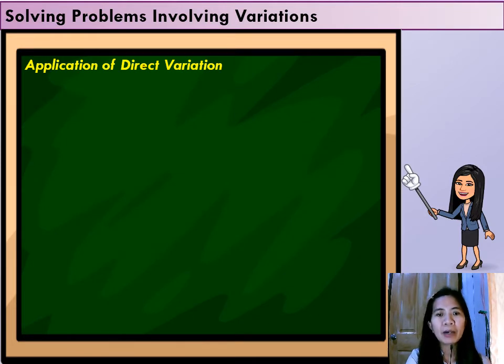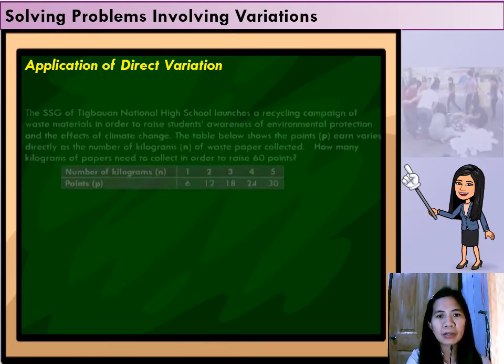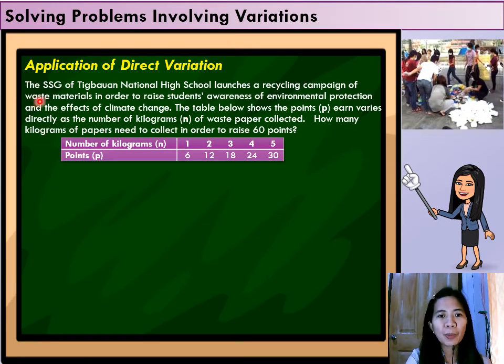Okay, let's have now the application of direct variations. So here is our problem. The SSG of Tigbawa National High School launches a recycling campaign of the waste materials in order to raise students' awareness of environmental protection and the effects of climate change. The table below shows the points earned varies directly as the number of kilograms N of the waste paper collected. How many kilograms of paper need to be collected in order to raise 60 points?